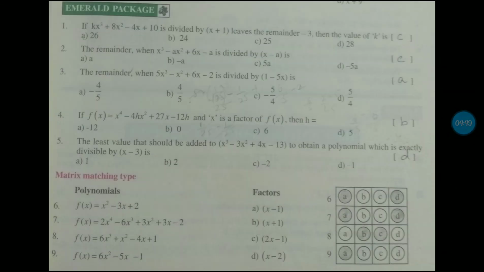Looking at the third one: the remainder when 5x cube minus x square plus 6x minus 2 is divided by 1 minus 5x. So f of x is already given to us. The divisor g of x is also given to us. We have to find the remainder for that. Okay, let's do that.